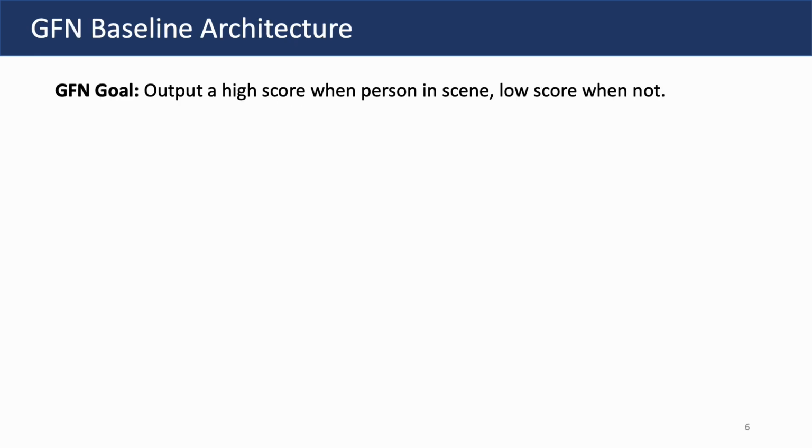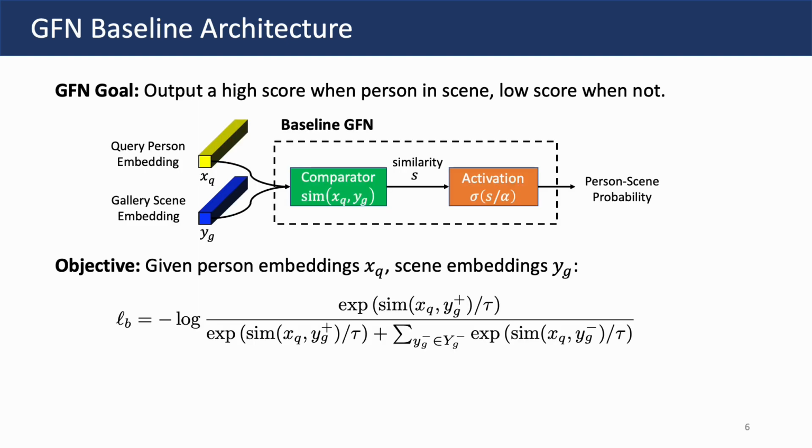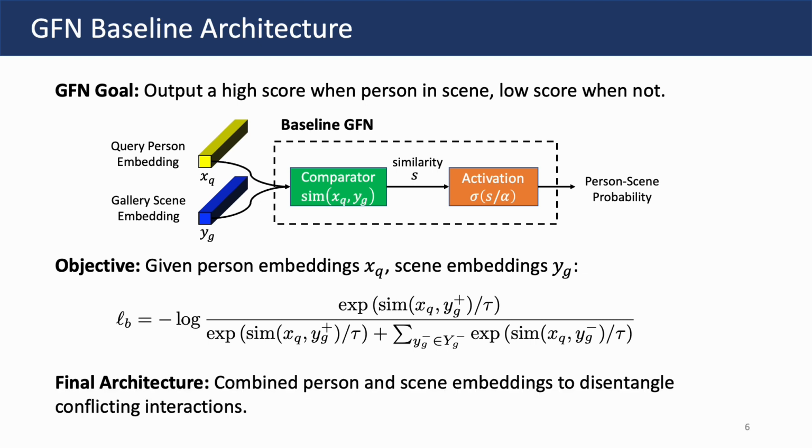To review, the goal of the GFN is to output a high score when a person is in a scene and a low score when they are not. To implement this, we use a standard contrastive learning objective, which maximizes cosine similarity between person embeddings and scene embeddings when a person is in a scene, and minimizes this similarity when they are not. Although this objective is functional, we improve on it considerably with our final objective by combining person and scene embeddings. This deconflicts the optimization, yielding much better results.